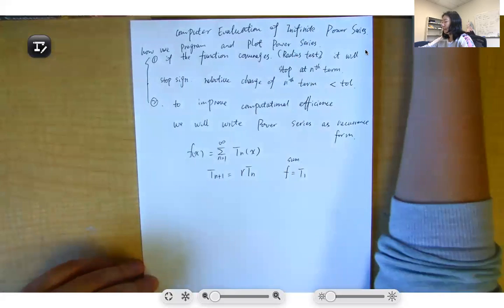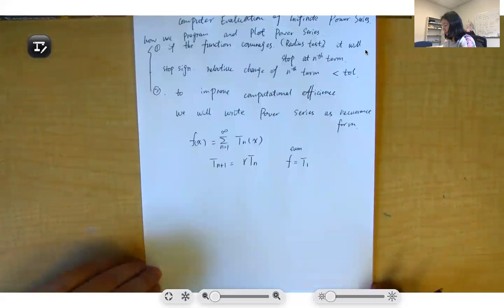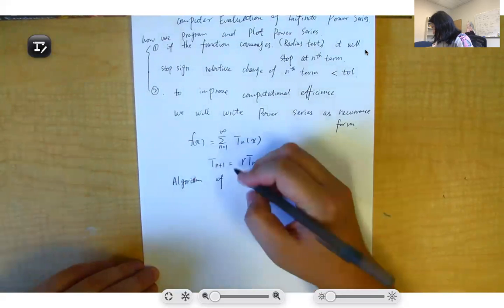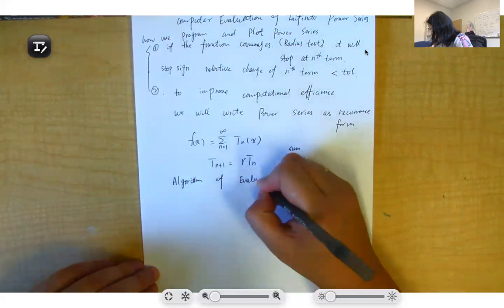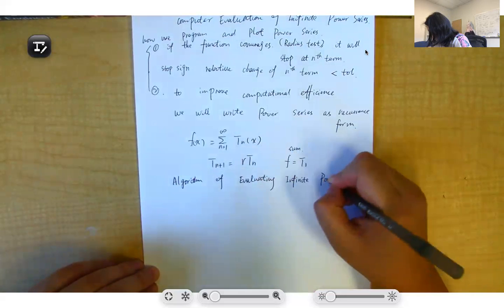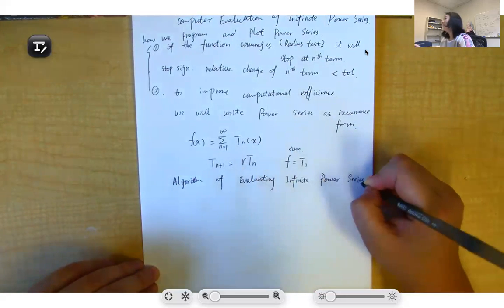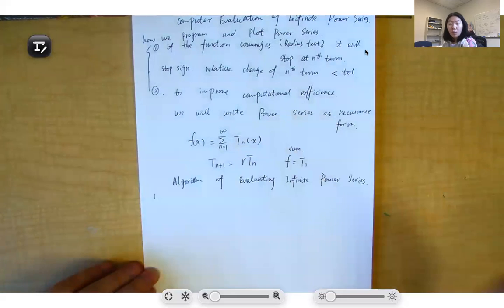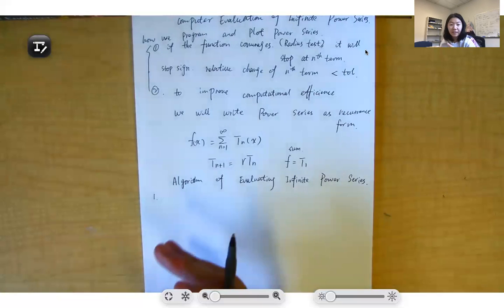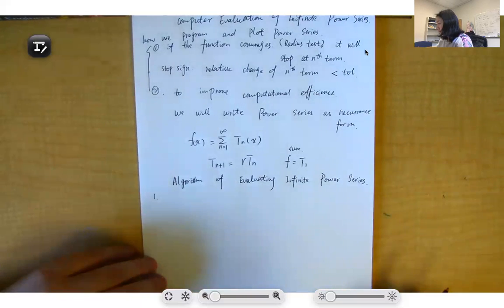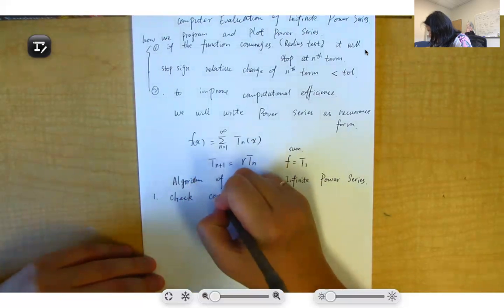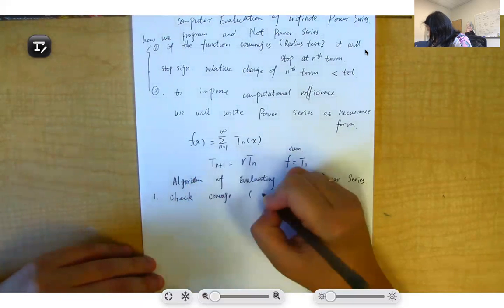Okay, and let's see the algorithm of evaluating infinite power series. So first, of course, you need to check whether this converges or not, which means the ratio test.